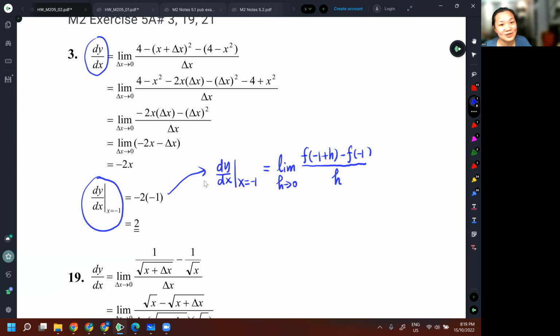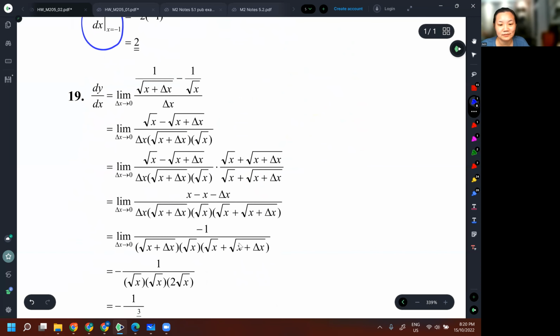Now, during the lesson, I showed you both, but because so many questions need the derivative function, sometimes you forget that. Derivative can also be found using the first principles.